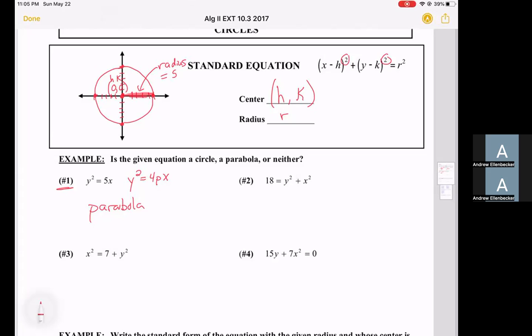Number 2 has an x squared and a y squared. It kind of looks like the equation above, just in a little different order. This would be a circle, because if we rearranged it to x squared plus y squared equals 18, it would look almost exactly like the equation we have up above in the box.